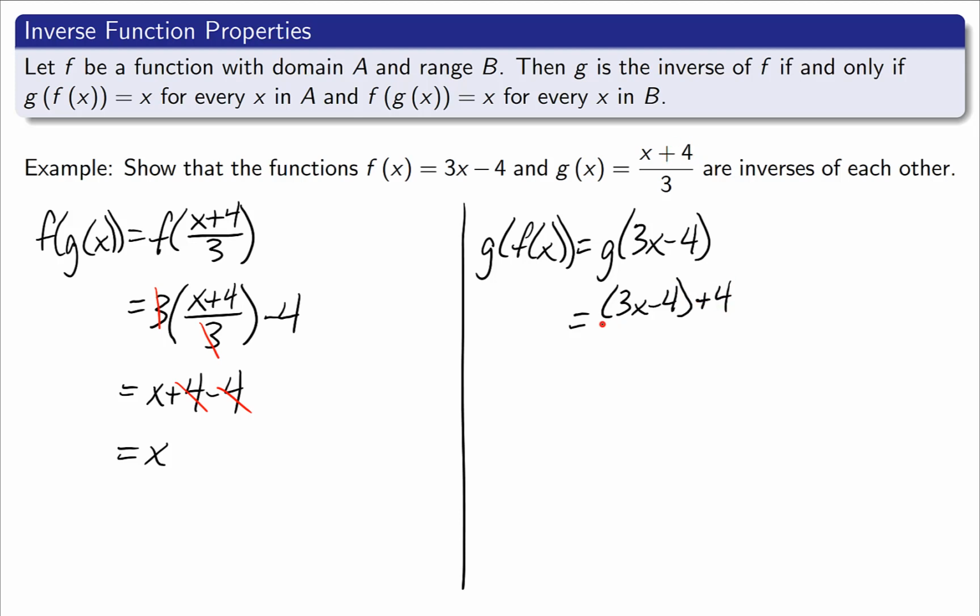all over 3. And now let's start simplifying. The 4's cancel, which gives me 3x over 3. The 3's cancel, and again, I just have x. Because I got x in both directions, that says that yes, indeed, these two are inverses of each other.